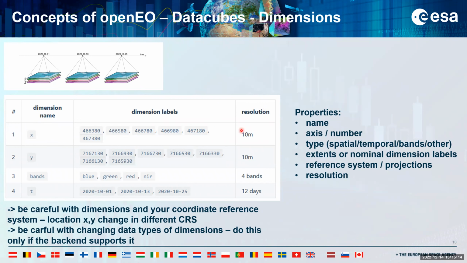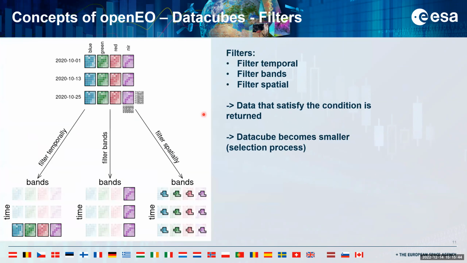These dimensions usually have a resolution or a couple of bands or a time resolution, right? And what you really need to be careful with is the dimensions and your coordinate reference system. So when you change the data types of these dimensions, have a look if the backend really supports this.